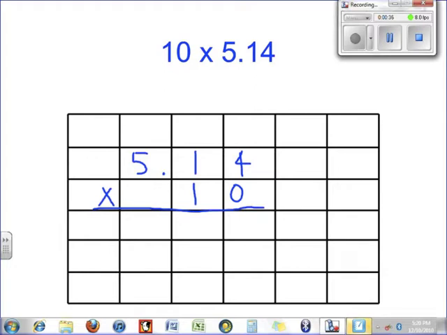So I set up my numbers. I'm not worrying about the decimal. I'm not going to worry about the decimal until I'm finished with solving my problem. Don't forget about your placeholder. I add.